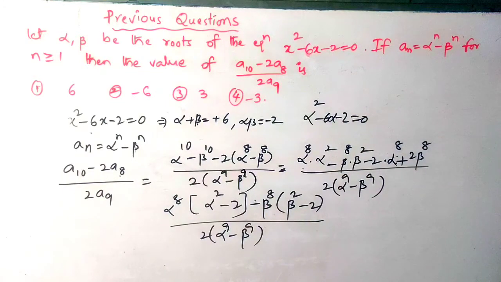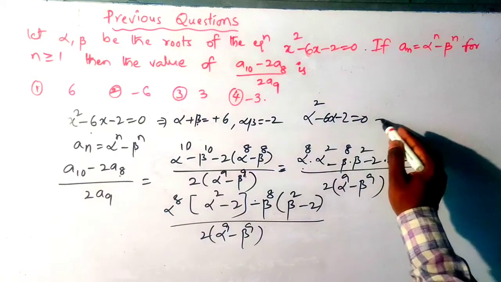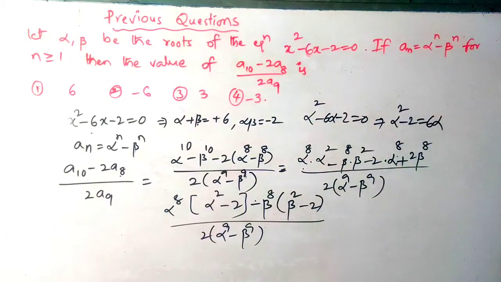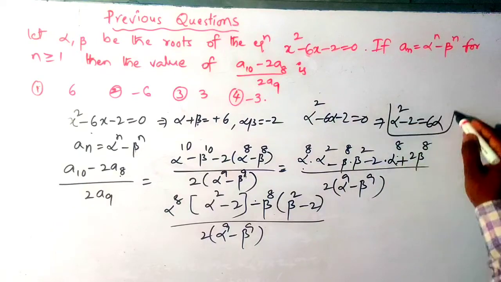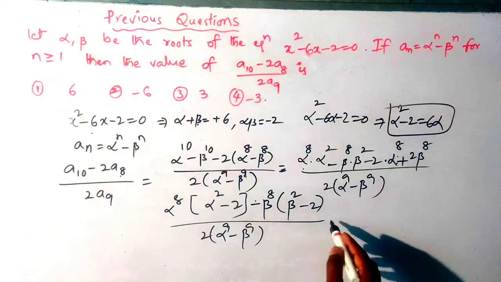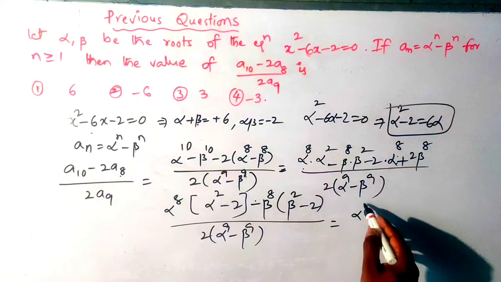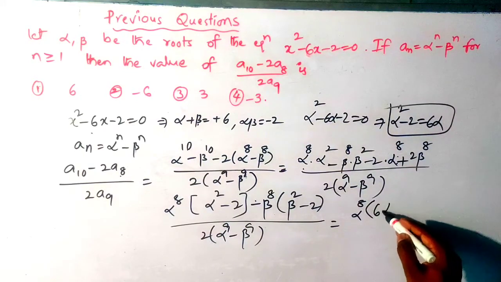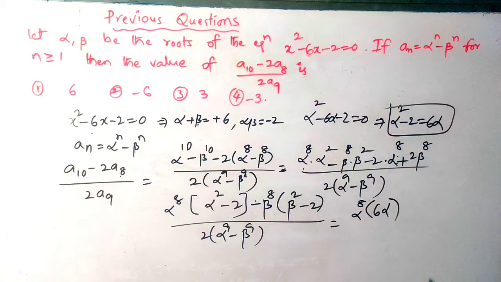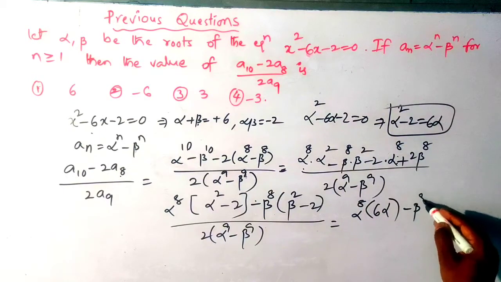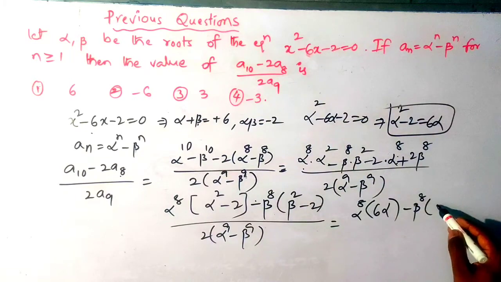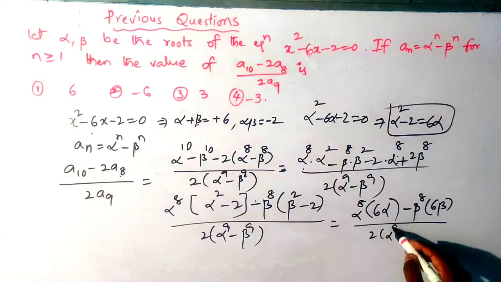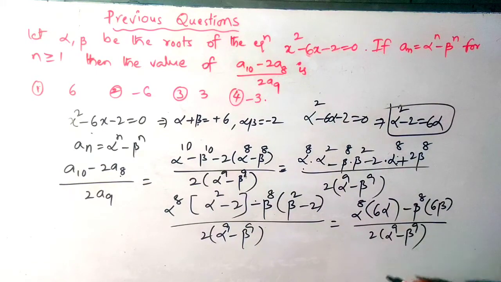That means alpha square minus 2 equals 6 alpha. Alpha square minus 2 equals 6 alpha, and similarly beta square minus 2 equals 6 beta. So here we got those values, and we substitute them: alpha power 8 into (alpha square minus 2) equals 6 alpha, minus beta power 8 into (beta square minus 2) equals 6 beta, divided by 2 of alpha power 9 minus beta power 9.